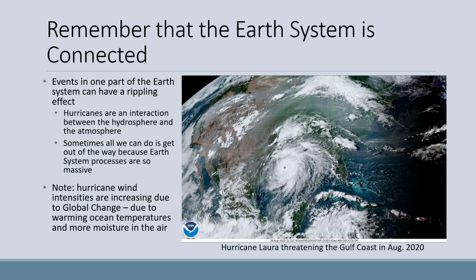The last example I am going to give you that demonstrates the connectedness of the Earth systems has to do with hurricanes. Hurricanes are an interaction between the hydrosphere and the atmosphere. Sometimes all we can do is get out of the way because Earth system processes are so massive. You can see this particular hurricane, Hurricane Laura, from space. Of note is that hurricane wind intensities are increasing due to global change. This is due to warming ocean temperatures and more moisture in the air.